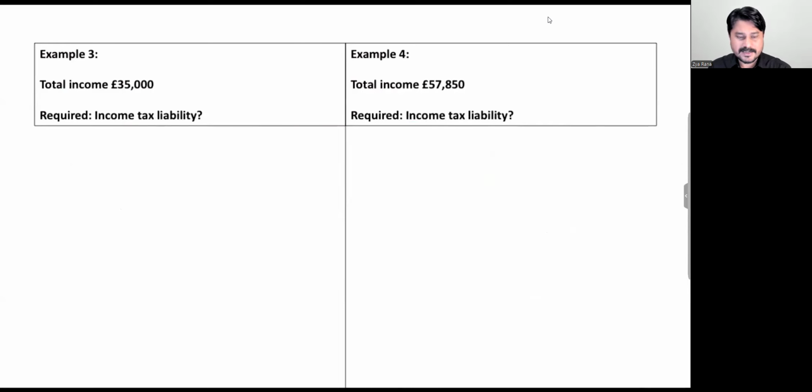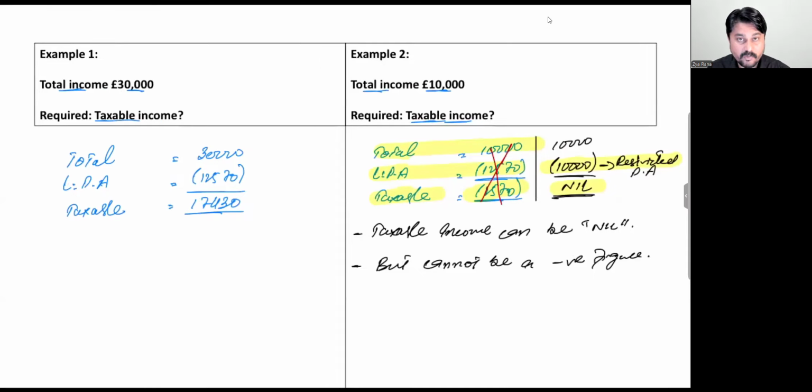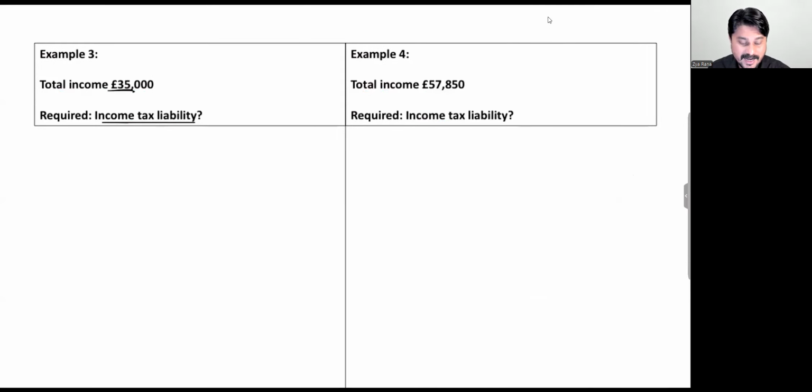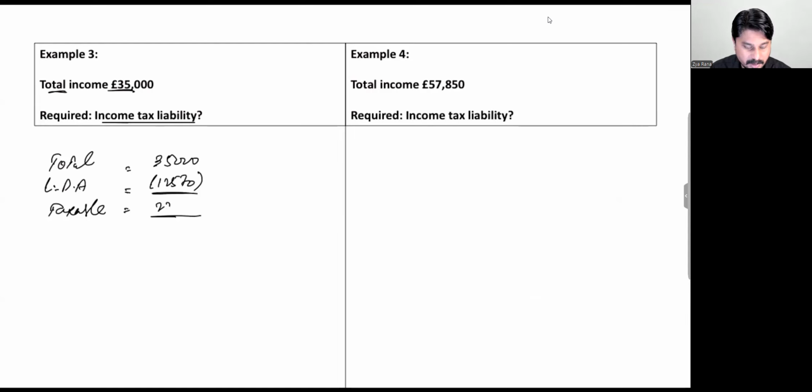If we move forward to the next slide, total income is given as 35,000 and now the requirement has changed. We are required to calculate the income tax liability. In the previous two examples, only the taxable income was the requirement, but in this example, you can see that income tax liability is the requirement. From total income, deduct the personal allowance to get the taxable income, and then on this taxable income we will apply the tax rates to get the income tax liability. Total income is 35,000 and if we deduct 12570 personal allowance, taxable income is calculated as 22430.